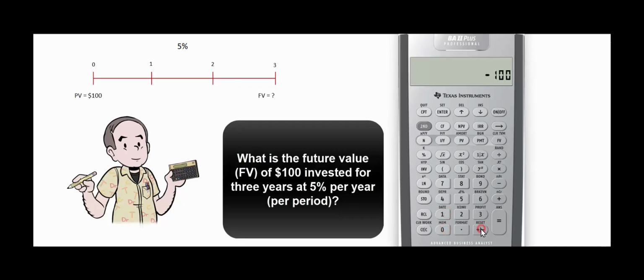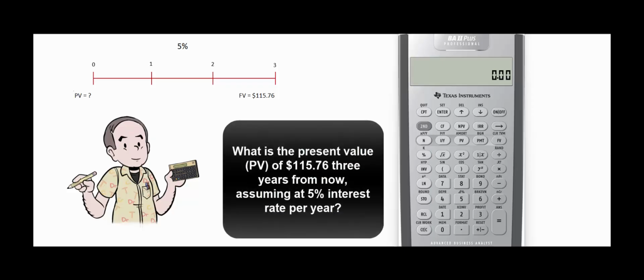We're putting out $100. We're putting out $100 today. Are there any payments being made in the meantime? No. So 0 is the payment. And we want to know what the future is, so we hit compute FV, and so $100 will grow to $115.76 over the course of 3 years, assuming a 5% interest rate.